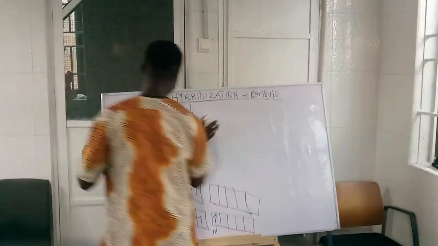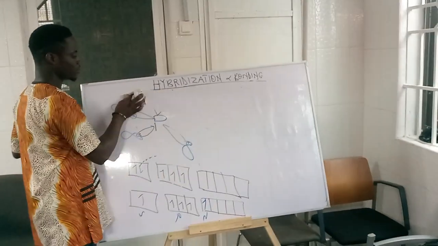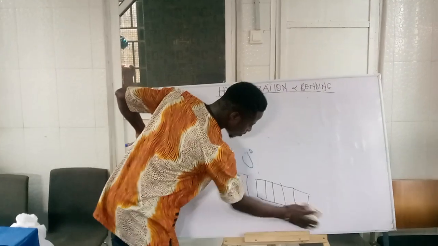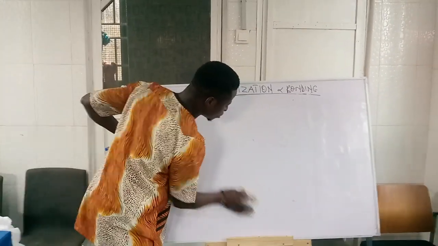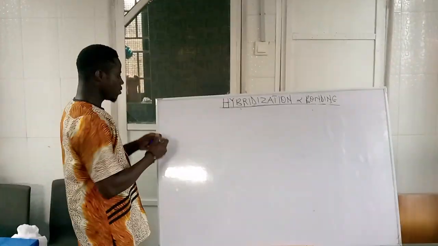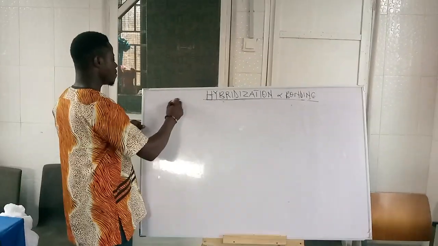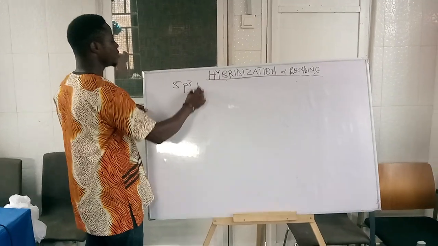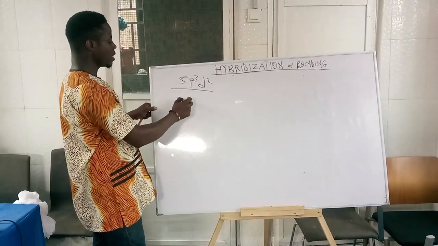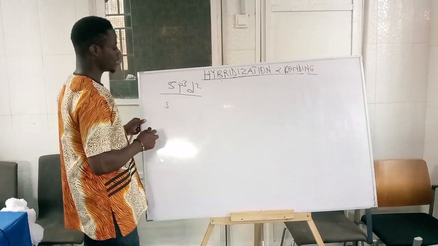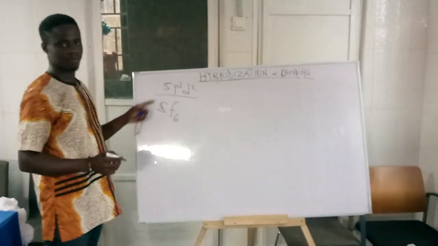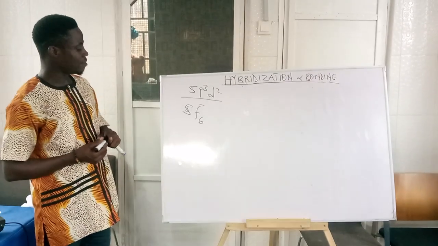I'll talk about the last type of hybridization. You can try that on your own. Look at this: sp3d2. In this case, you are going to mix an s orbital with 3 p orbitals and 2 d orbitals. A typical example is SF6.